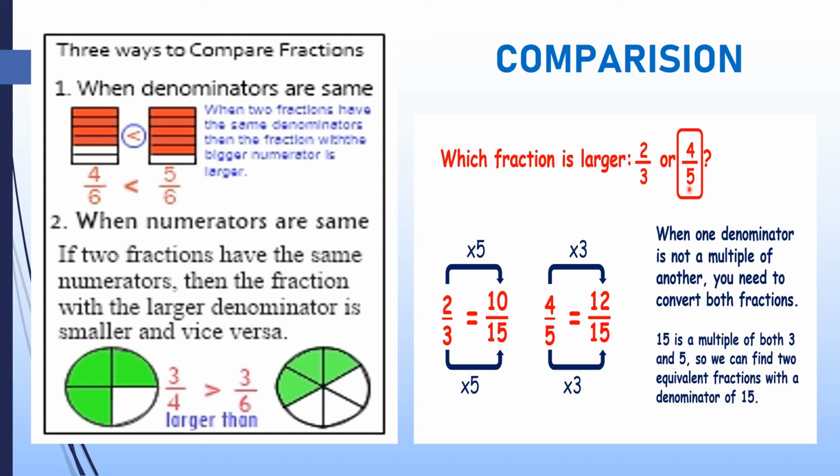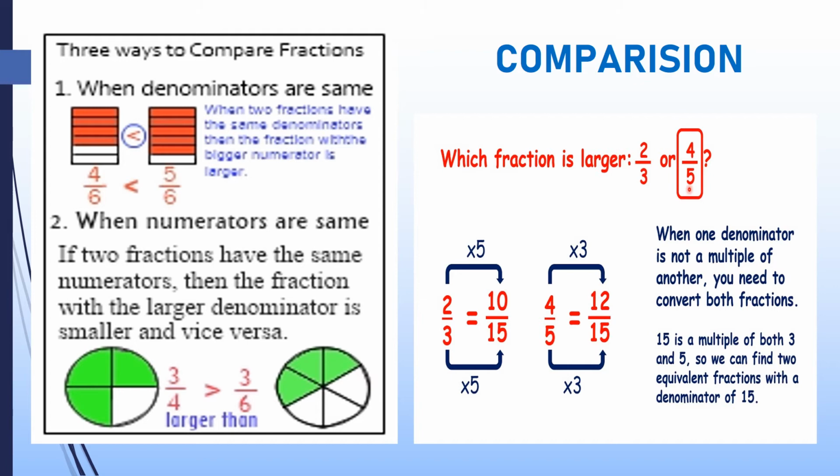So first fraction 2 by 3, you multiply by 5. So 2 into 5 and 3 into 5. So 2 5s are 10, 3 5s are 15. So the fraction becomes 10 by 15.